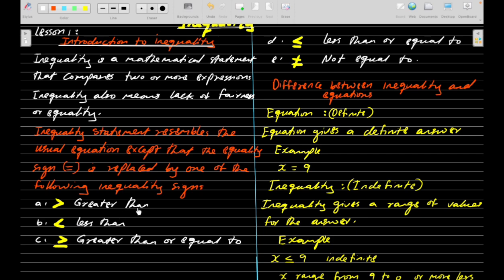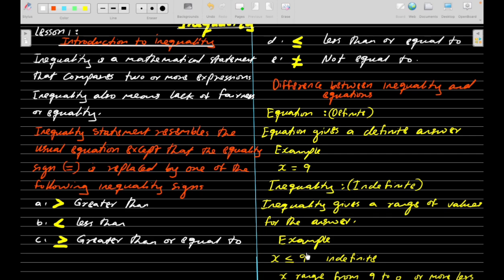So let's discuss the difference between inequality and equation. What is the difference between inequality and equation? An equation gives a definite answer. For instance, if you are asked to look for x, after solving for x, you are going to get an answer of 9, which is definite. But an inequality gives an indefinite answer, and it also gives a number range for your answer.